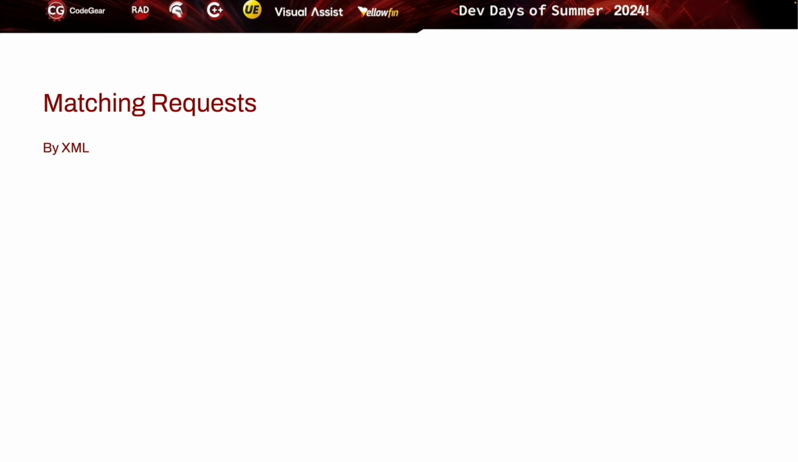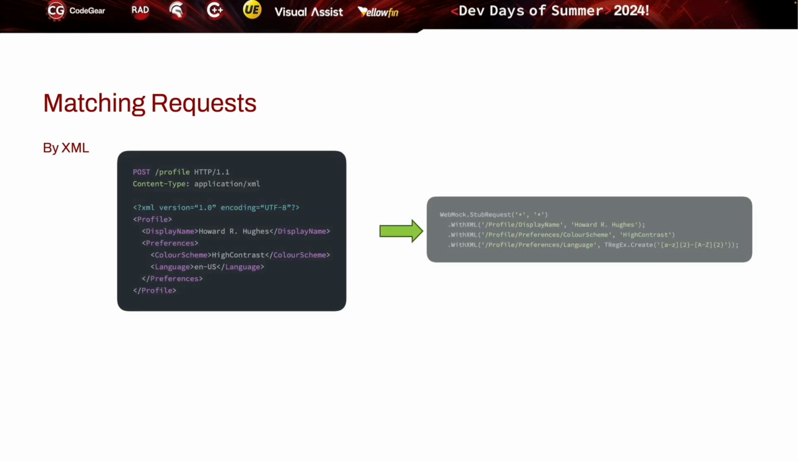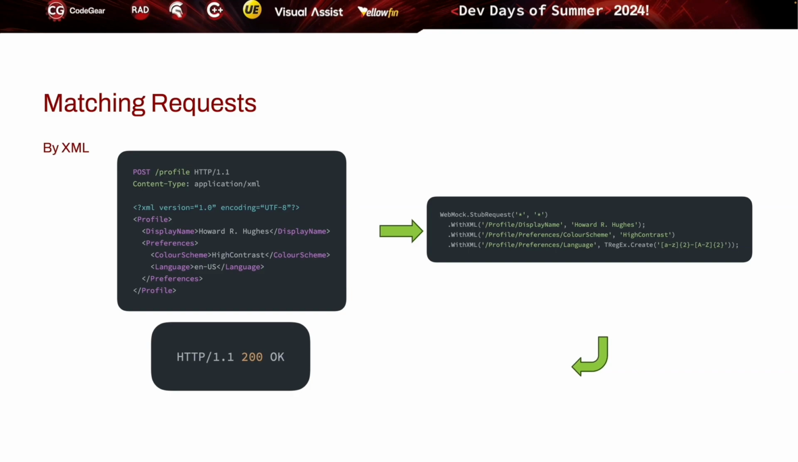Just as with JSON, we can do exactly the same thing here with XML. So this is effectively the same data structure, but submitted in XML, and we can use the with XML matches to do pretty much exactly the same thing we just did with JSON, but instead of using JSON path, we use XPath format to define where the values we're looking for are. So this first one, /profile/display_name, is how we get to Howard Hughes as the display name.